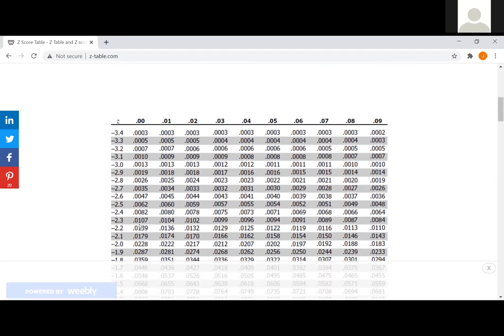Negative 0.23, probably 5, because I can just guess that it's more or less halfway between there. So what I'm doing is finding where 0.01 should be, which should be between here and here. And I can go negative here. I go to the left, I'd say negative 2.3, and I go to the top, and I'm at 3, between 2 and 3. So I do negative 2.35 as my Z score. So let me go back here.